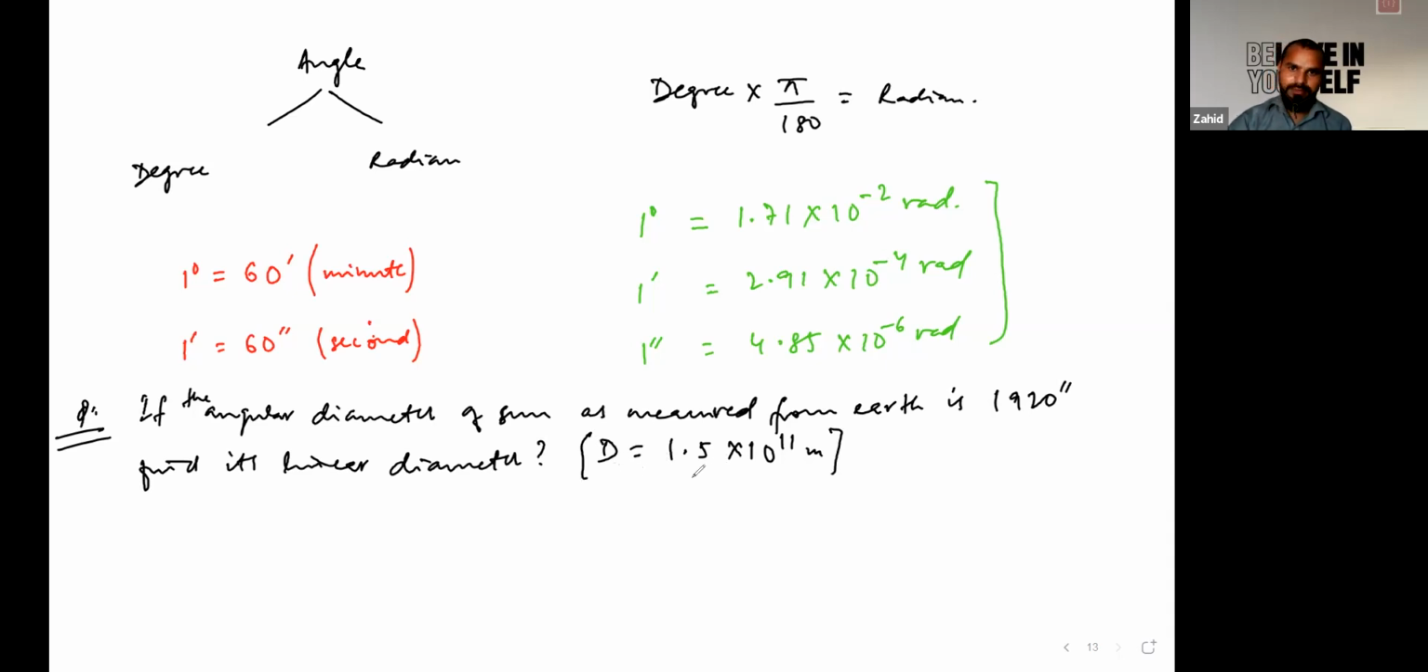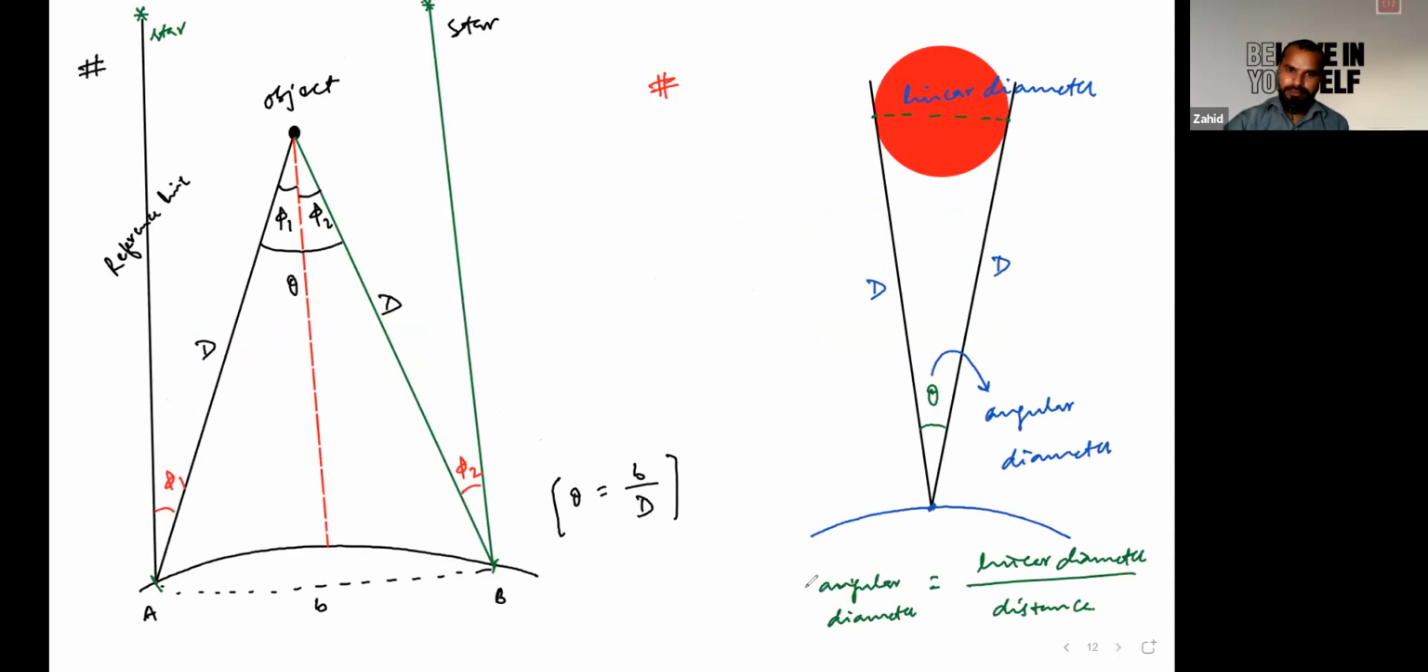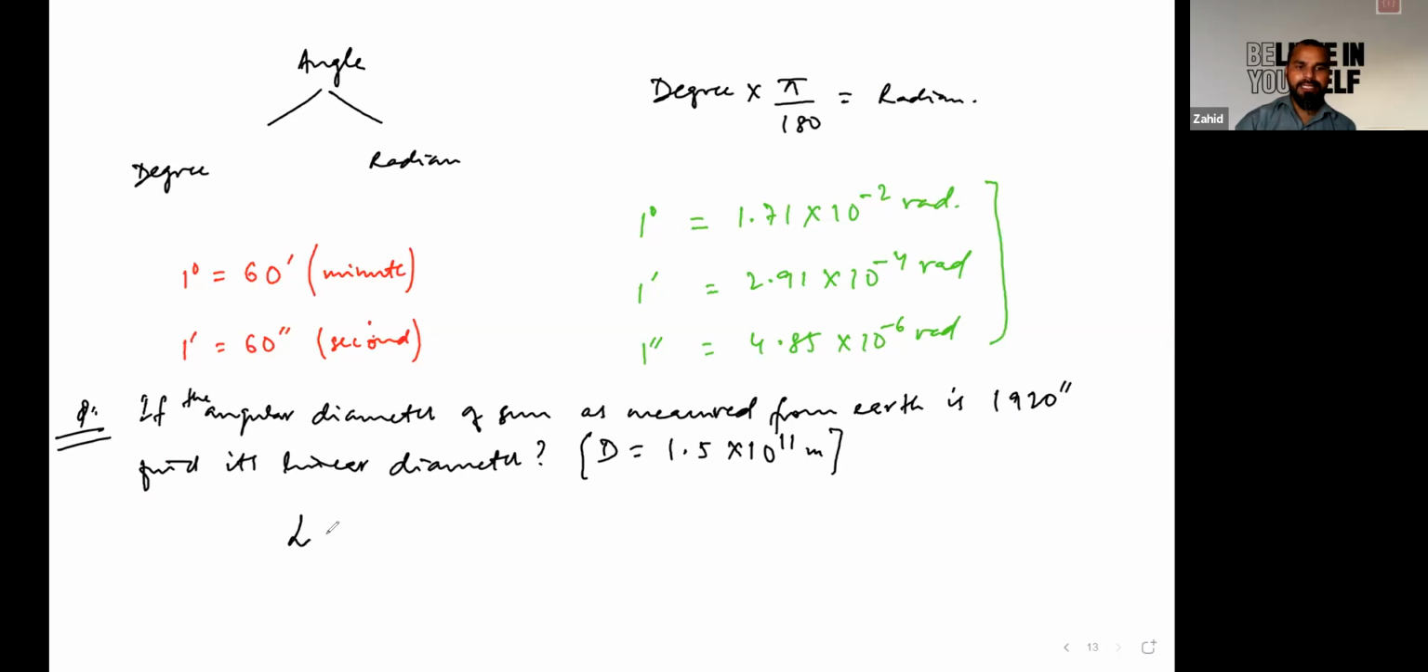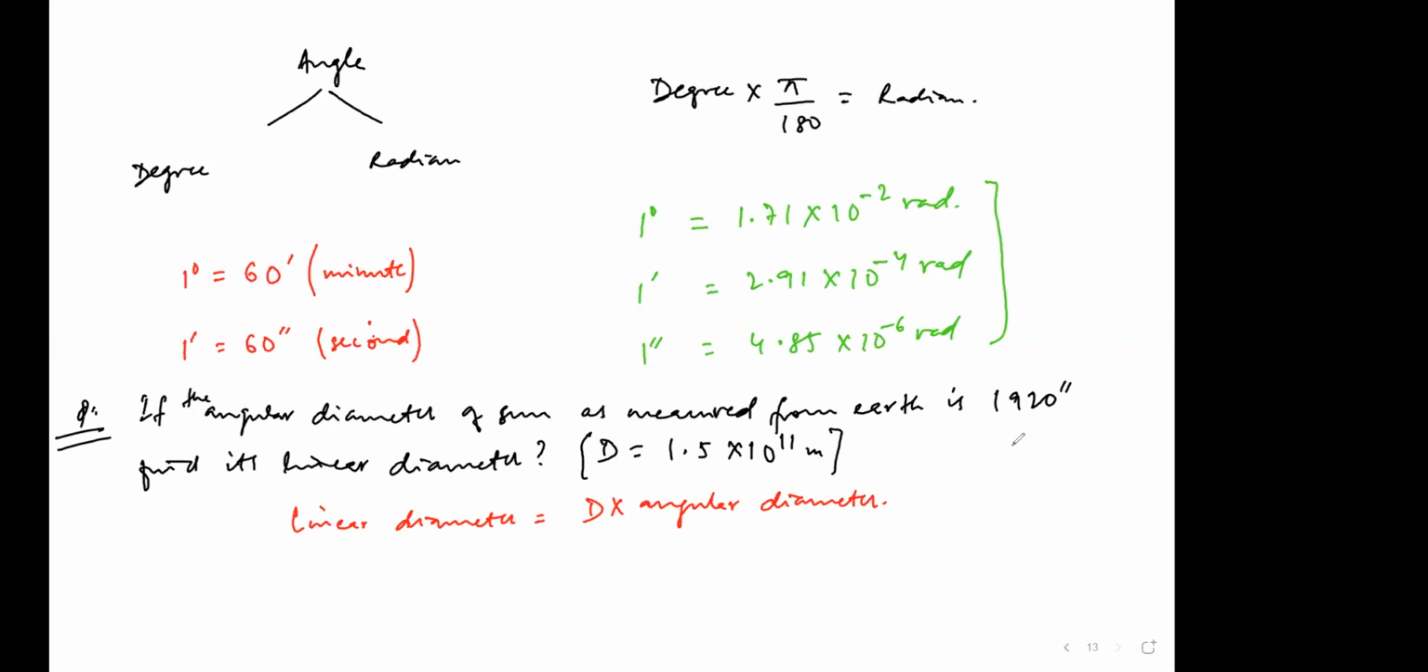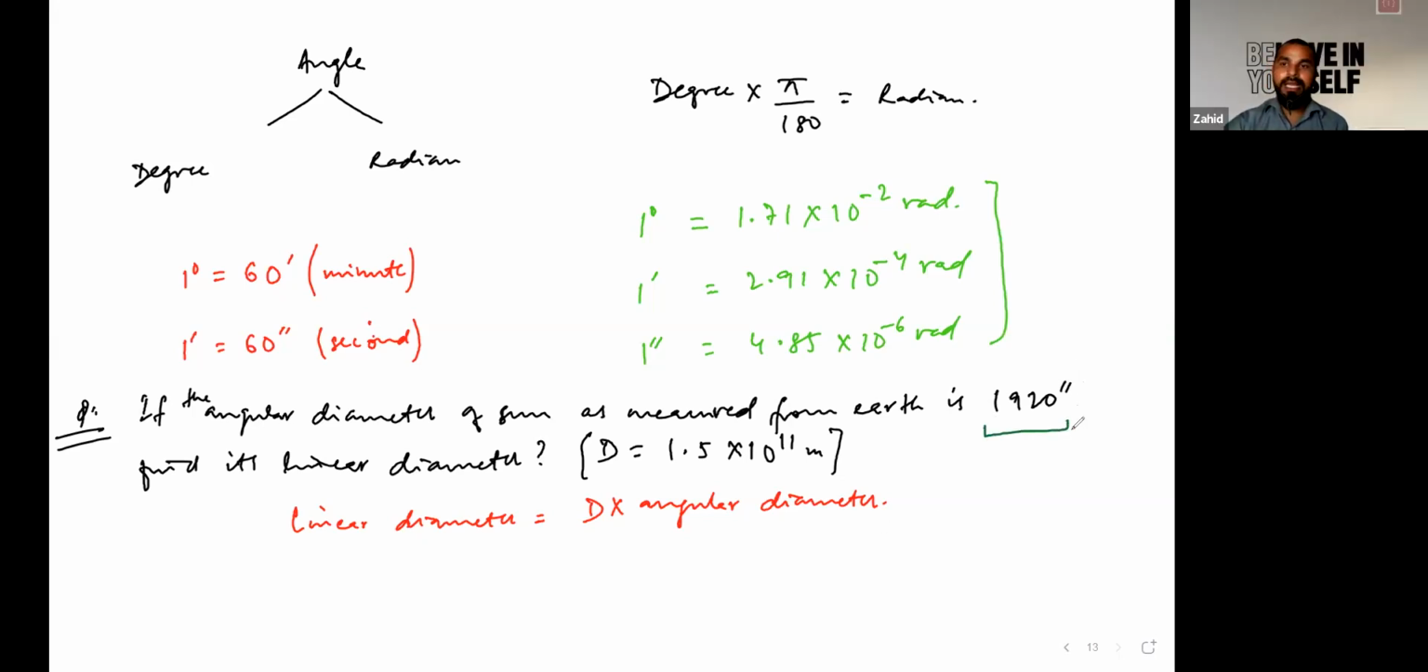So we have the distance between Earth and Sun, we have the angular diameter, and we have to calculate the linear diameter. We have derived a relation: angular diameter, theta, is equal to linear diameter, L, upon distance. So by using this, we can say linear diameter would be equal to distance times angular diameter. Is it correct? Yes, sir.